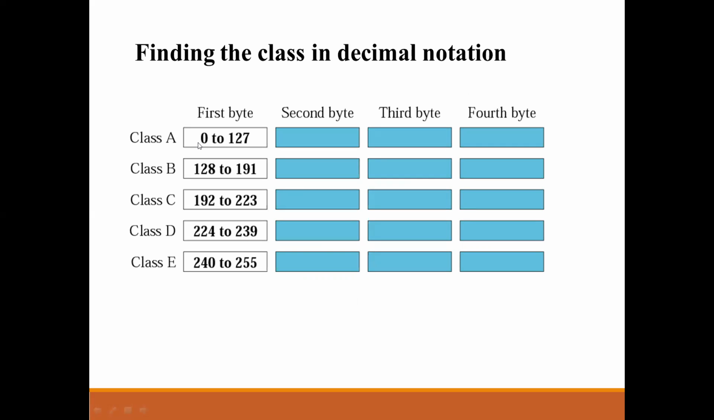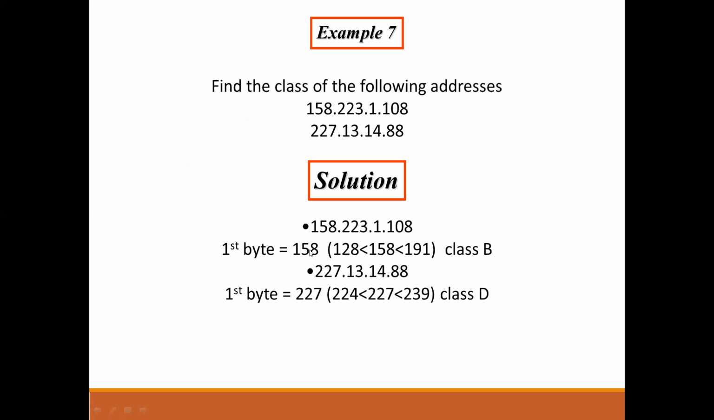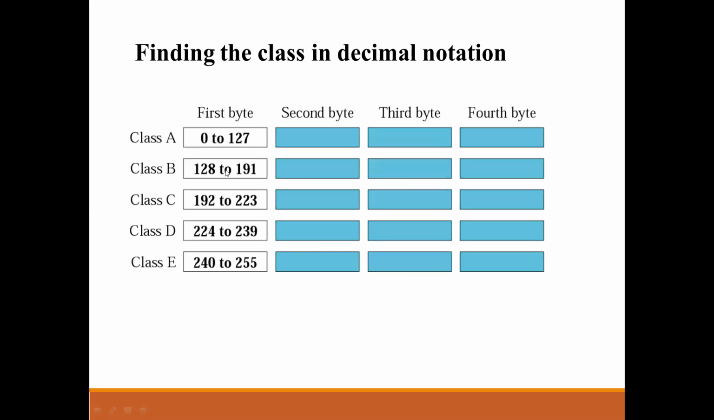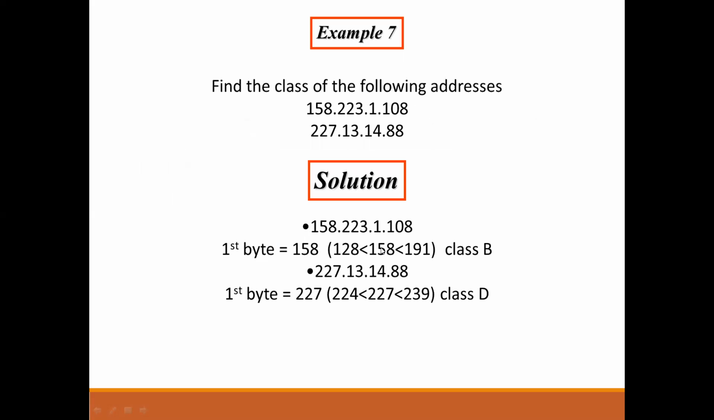As we know, the range of the first class is from 0 to 127. Second, 128 to 191. Third is class C, 192 to 223. So hence, the first byte number is 158, and that falls in between 128 to 191, and hence the class of that is class B. So 158 falls between 128 to 191, that is the class B addressing system.